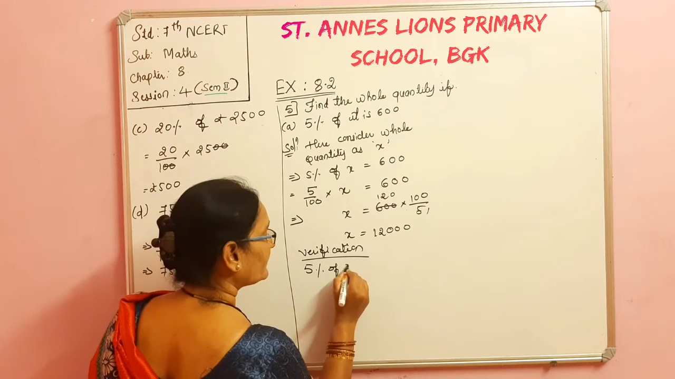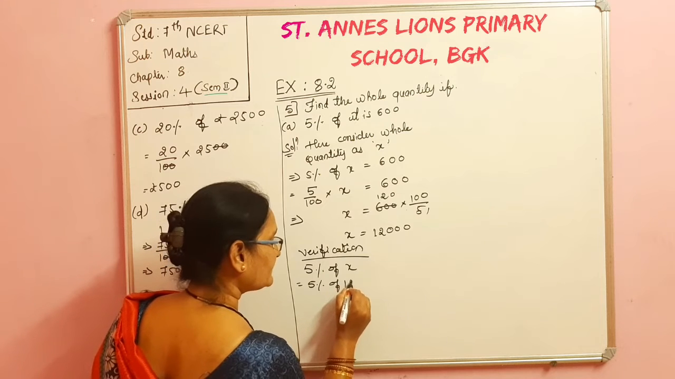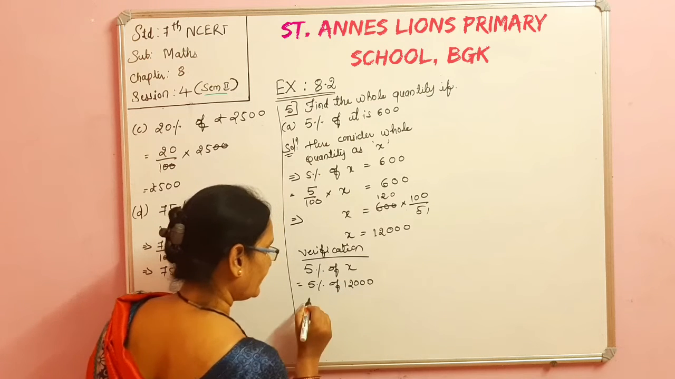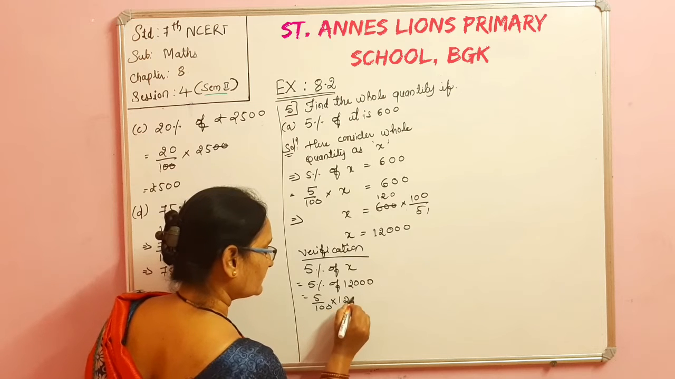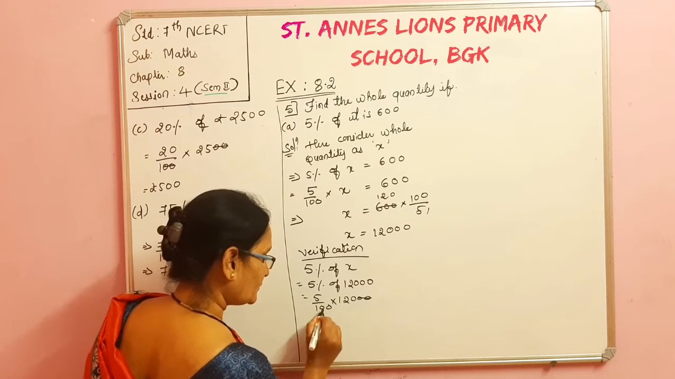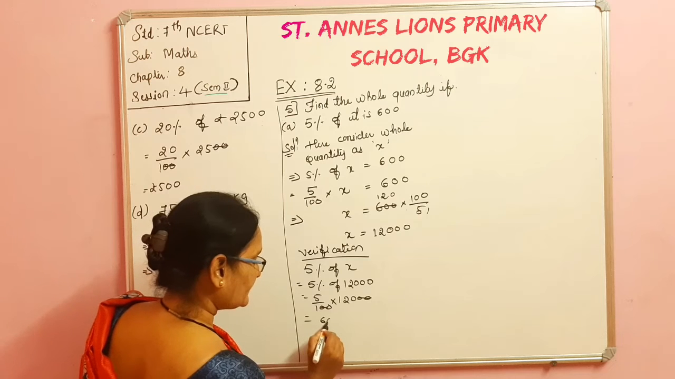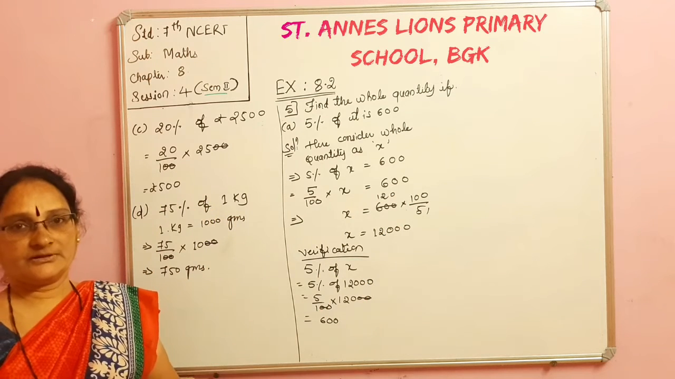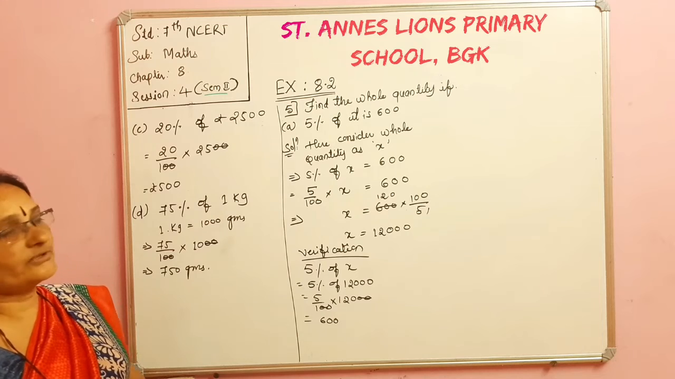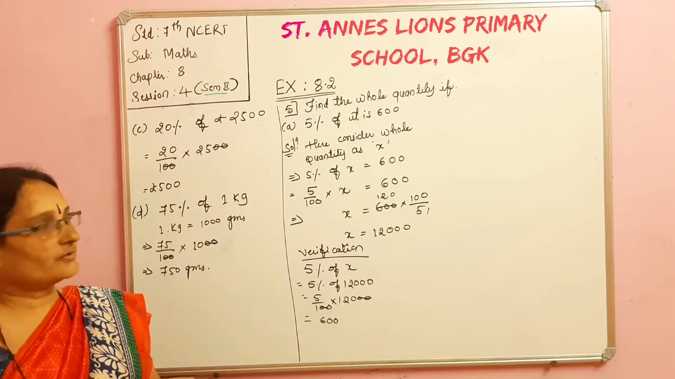5% of x. That is, 5% of x means what? 12,000. So this is 5 by 100 into 12,000. 2 zeros got cancelled. 12 5s are 60. That is, 600 is the answer. This is verification. So better you do verification, so that whether your answer is correct or not, you can verify here only. Okay.